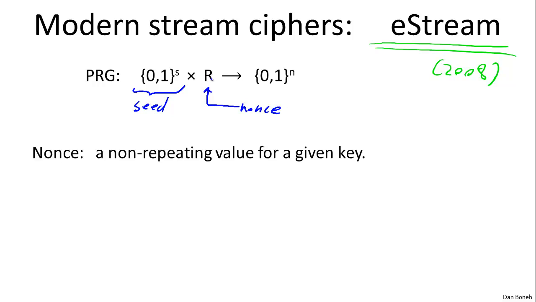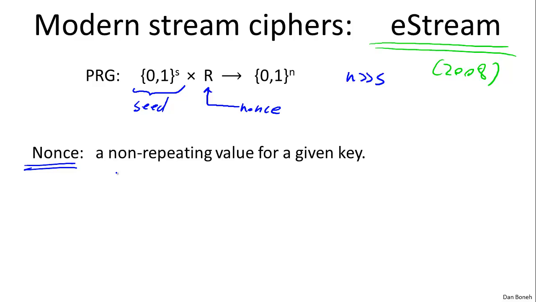So they take 2 inputs, a seed and a nonce. And then, of course, they produce a very large output. So n here is much, much bigger than s. Now, when I say nonce, what I mean is a value that's never going to repeat as long as the key is fixed. I'll explain that in more detail in just a second. But for now, just think of it as a unique value that never repeats as long as the key is the same.